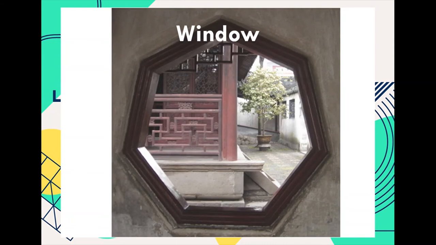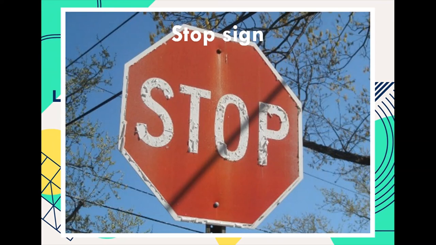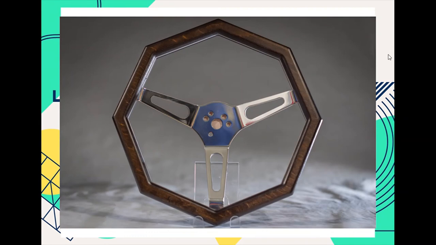Octagon. Octagon is an eight-sided figure. Here we have a stop sign that has eight sides. A trampoline that has eight sides. Here we have a steering wheel that has eight sides to it. Imagine driving a car with an eight-sided steering wheel.